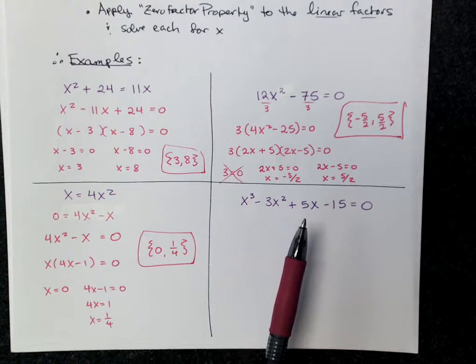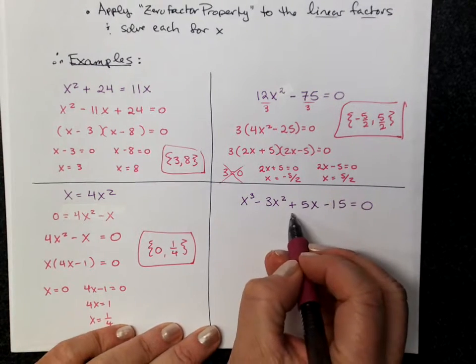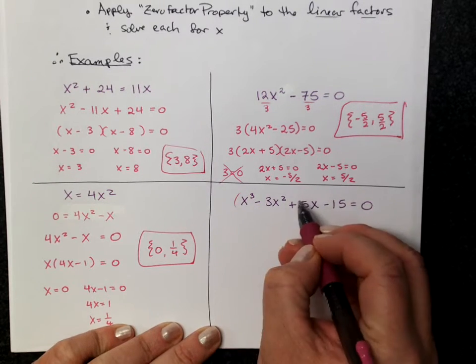4 terms, we use grouping, period. There's not even anything else to ask, like, oh, what kind of trinomial or binomial? Nope, 4 terms, you group. There's a plus in the middle, so no worries here, just putting up our groups.